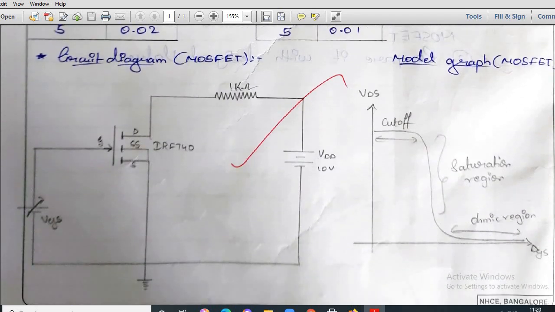Now let's discuss the transfer curve of MOSFET. So this is the circuit diagram for MOSFET transfer characteristics, and we can also look at the model graph, which is the transfer curve and the plot between the input voltage and the output voltage. MOSFET is a 3-terminal, unipolar, voltage controlled and high input impedance device. This MOSFET forms an integral part of a variety of electronic circuits as of today.